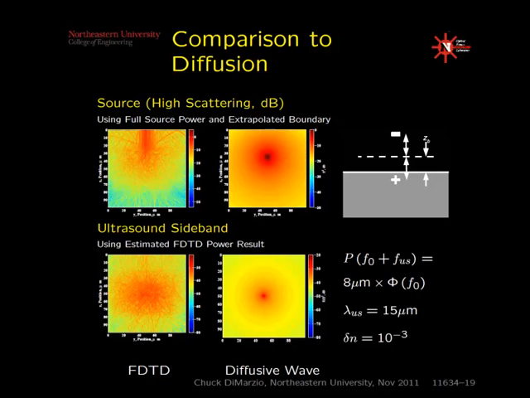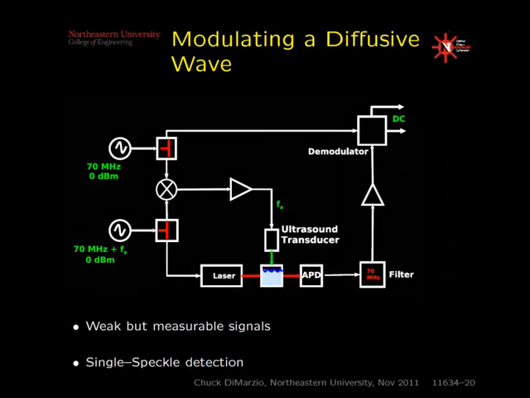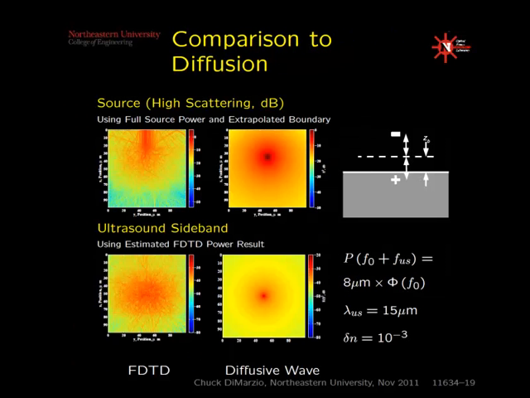Okay? The ultrasound wavelength here was 15 microns. The index of refraction variation at the maximum was 10 to the minus 3. And so we got a fairly good conversion from the incident to the diffusive wave.